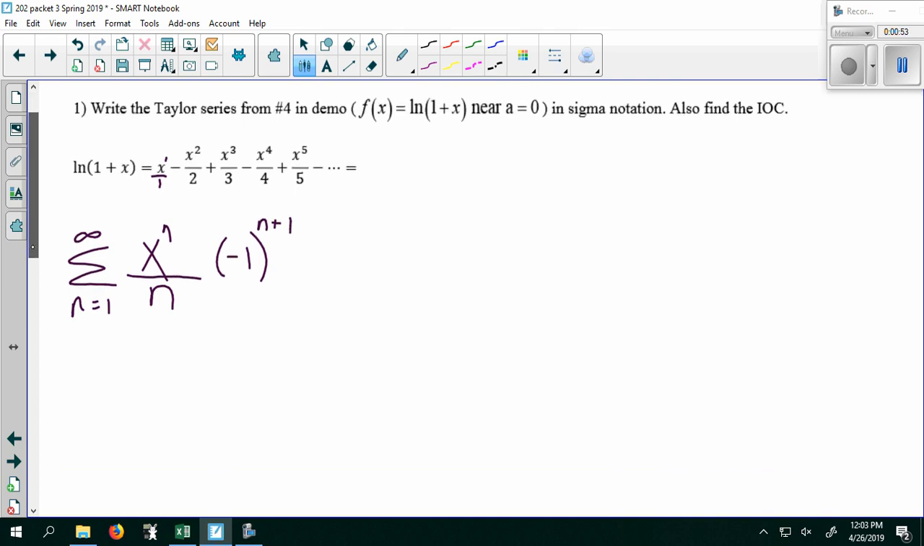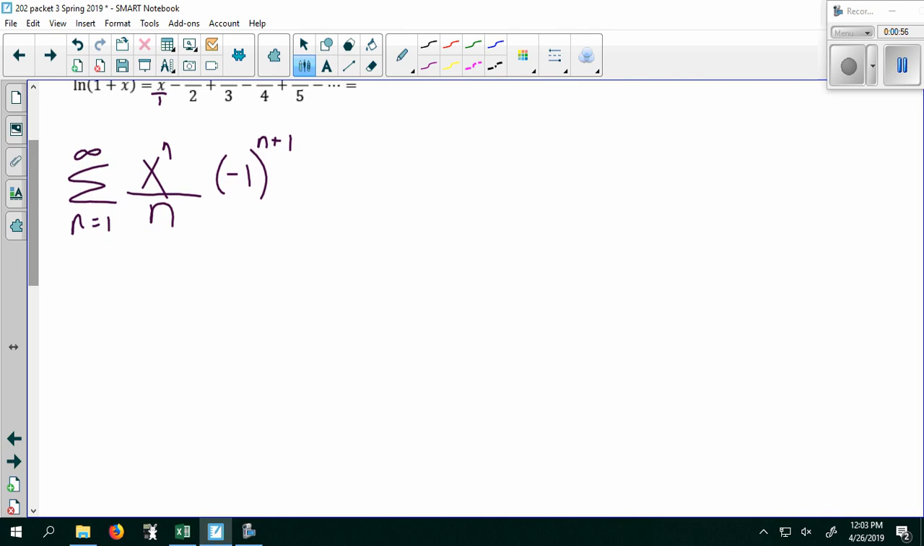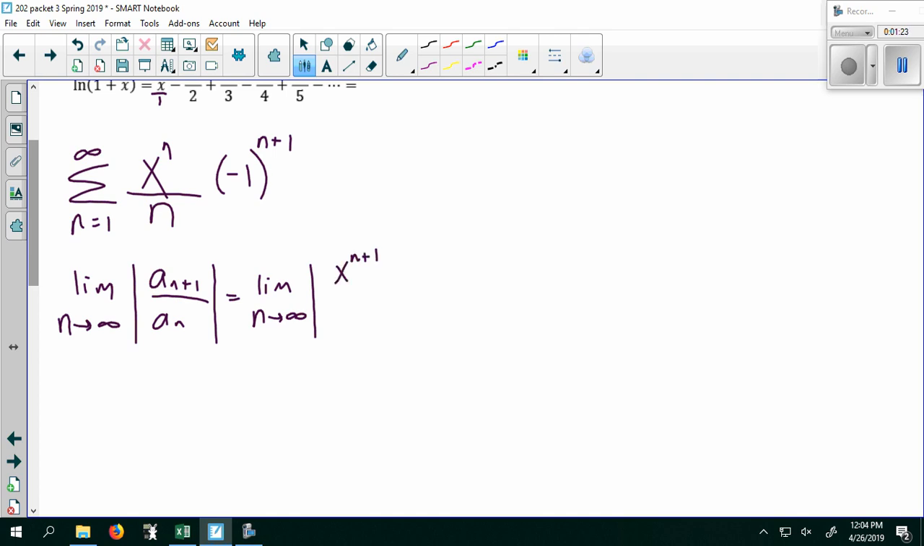And then to find the interval of convergence, I do the ratio test. So I take the limit as n goes to infinity of the n plus first term over the nth term, and I need to force this limit to be less than 1. So this is the limit as n goes to infinity, absolute value. I'm replacing every single n in this formula with an n plus 1, so I get x to the n plus 1 over n plus 1.